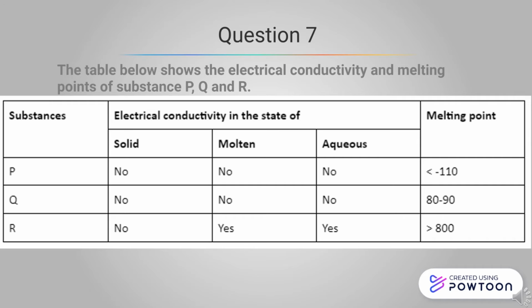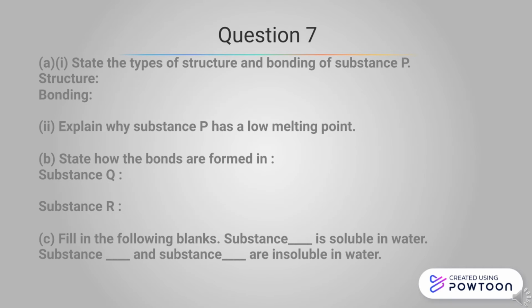Now let us look at question 7. The table shows the electrical conductivity and melting points of substance P, Q, and R. Based on the table, we need to state the types of structure and bonding of substance P, and then explain the low melting point of P. Next, state the bonds formed in substance Q and R, then complete the sentences.